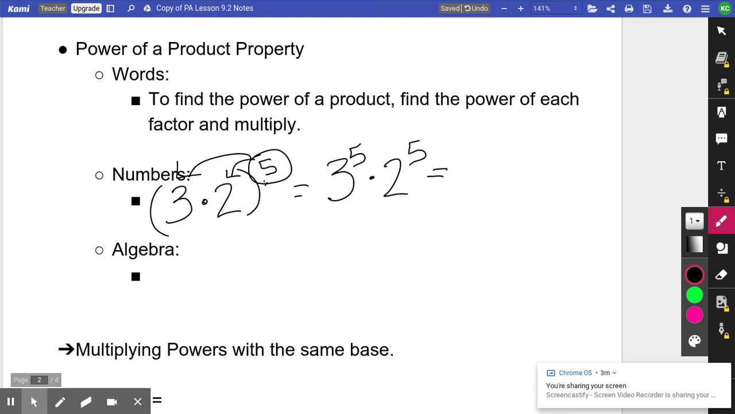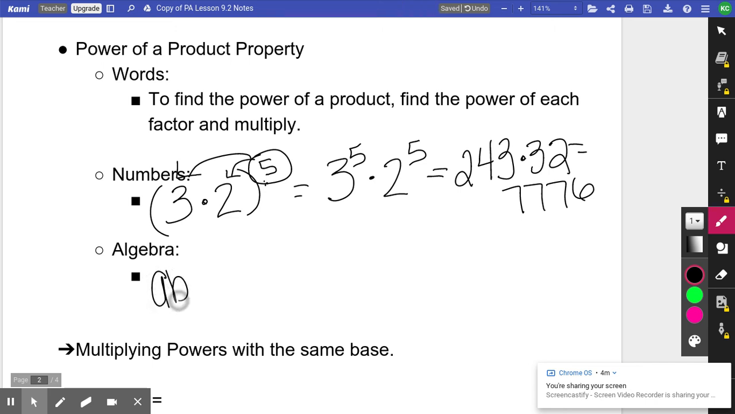Then I would go ahead and multiply it out, which would give me 243 times 32, which is 7,776. Okay, so in algebra terms, I would have a, b in parentheses to the m power. That m power would go to my a and to my b, so I would have a to the m power times b to the m power.